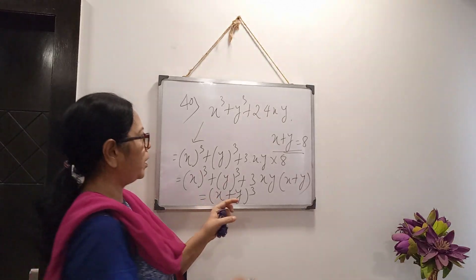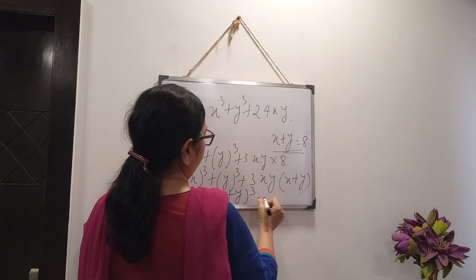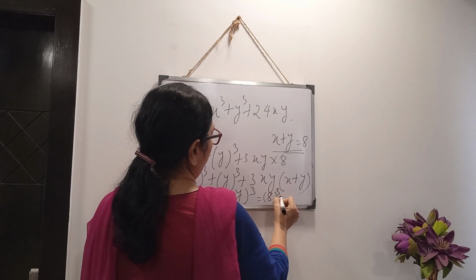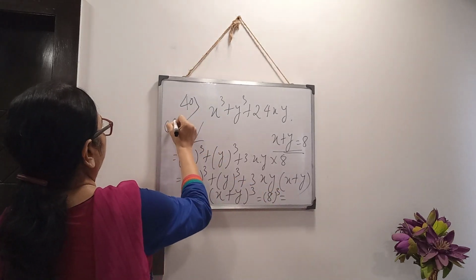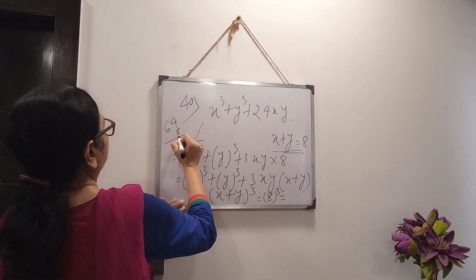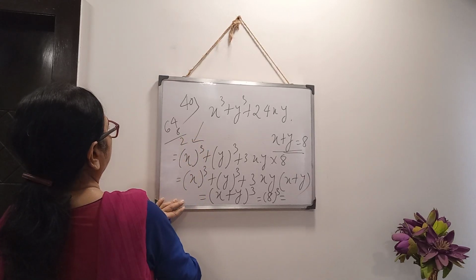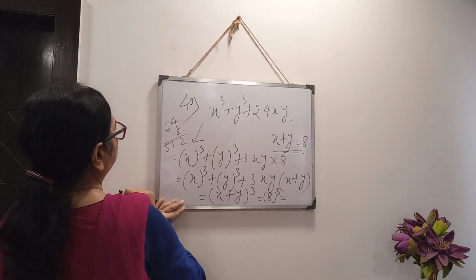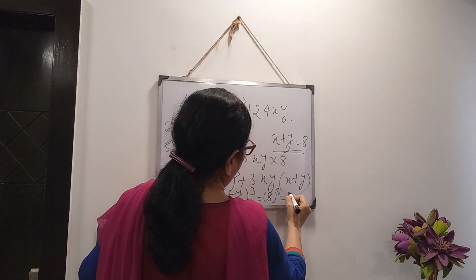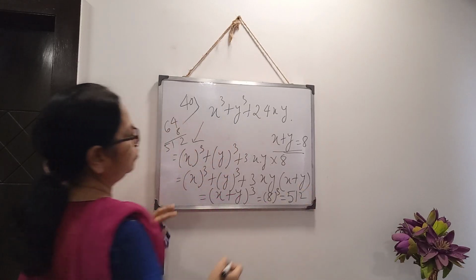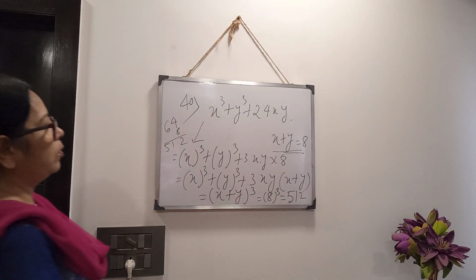Now the value of x plus y is given as 8. Now put this value over here, 8 cube. 8 8s are 64, 512. 8 cube is 512. So what we have done here is only this step.